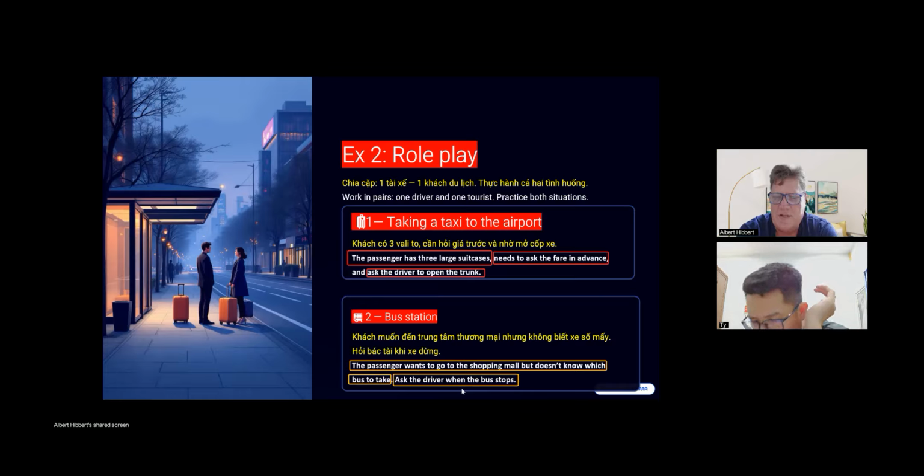So what is the first question that you will ask? Does the bus go to the shopping mall? Yes, this bus is going to the shopping mall.